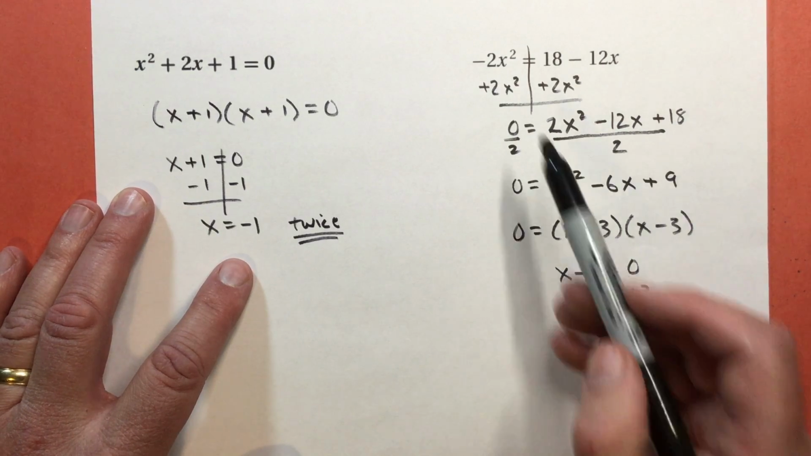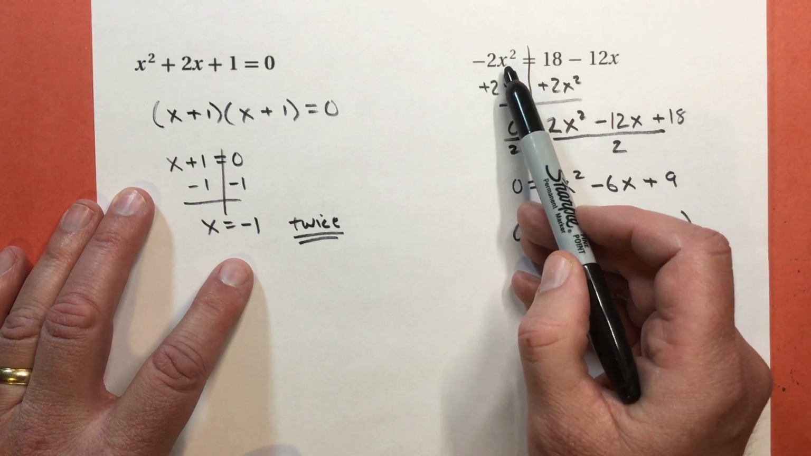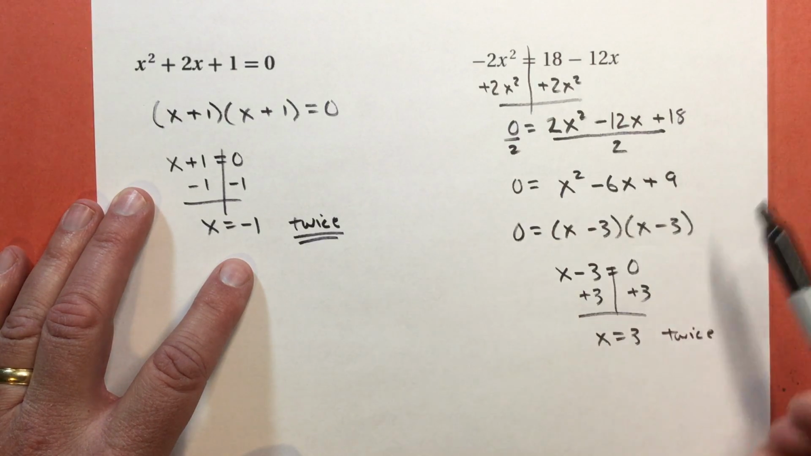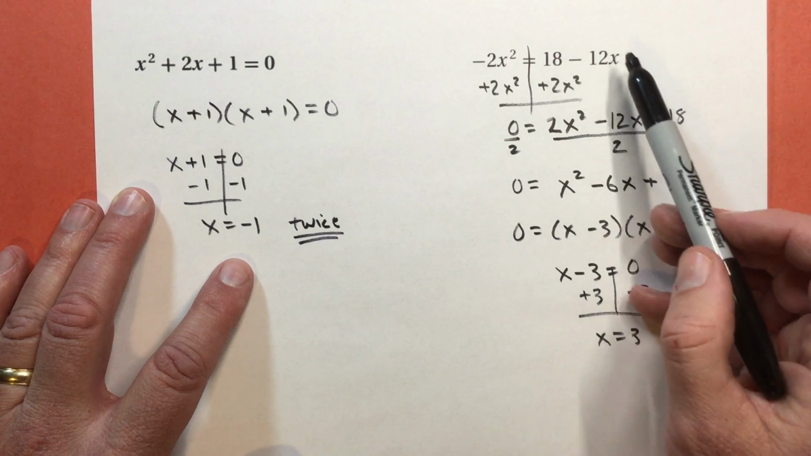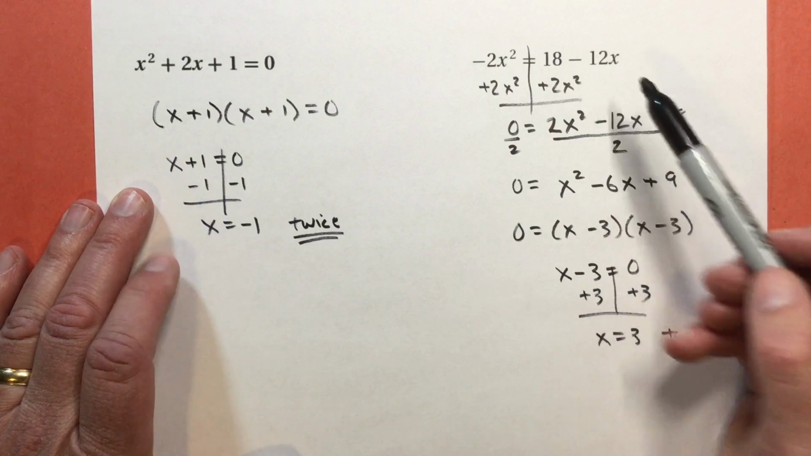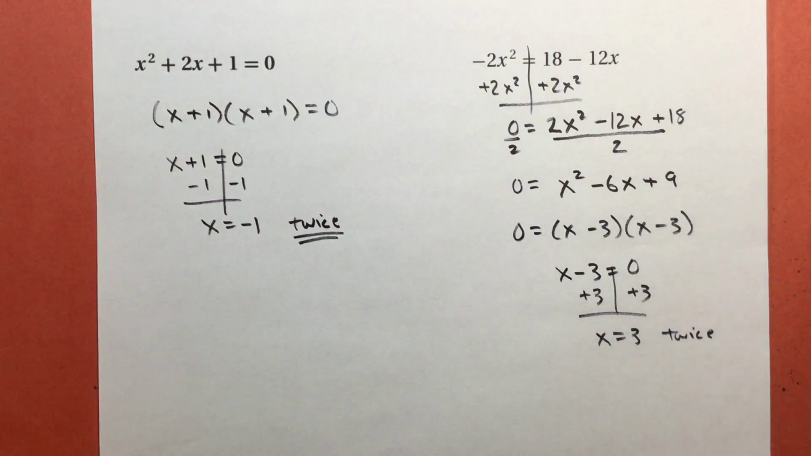And if I check it, I get negative 2 times 3 squared. That's negative 2 times 9, which is negative 18. And if I put a 3 in here, I get 18 subtract 12 times 3. That's 18 subtract 36, which also equals negative 18. So when I check it, that works.